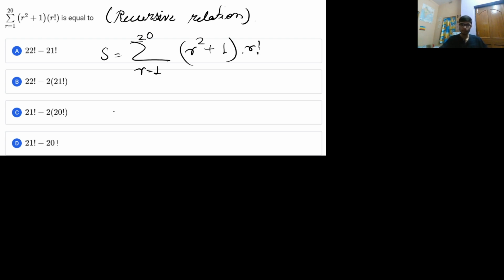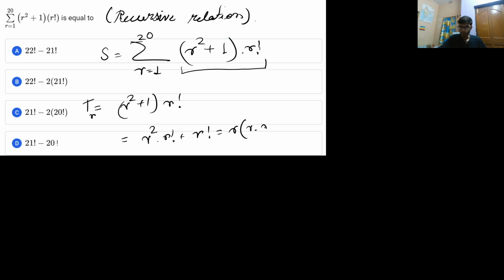If you look at this summation, before that let me check the general term. The general term is (r square plus 1) into r factorial. If you open this bracket, you can write this as r square into r factorial plus r factorial, and you can write r square into r factorial as r into r into r factorial, plus r factorial.